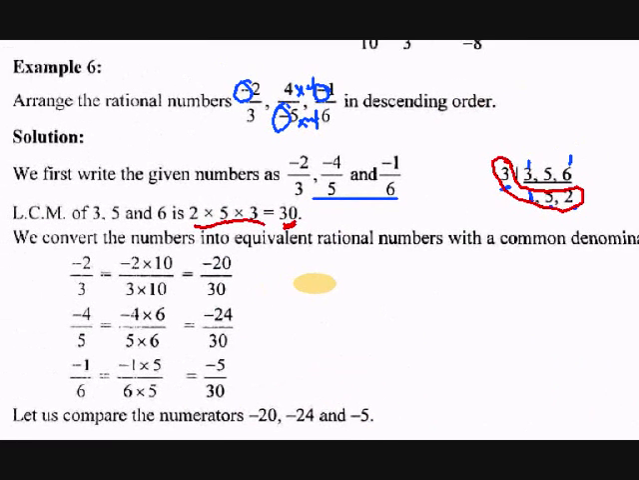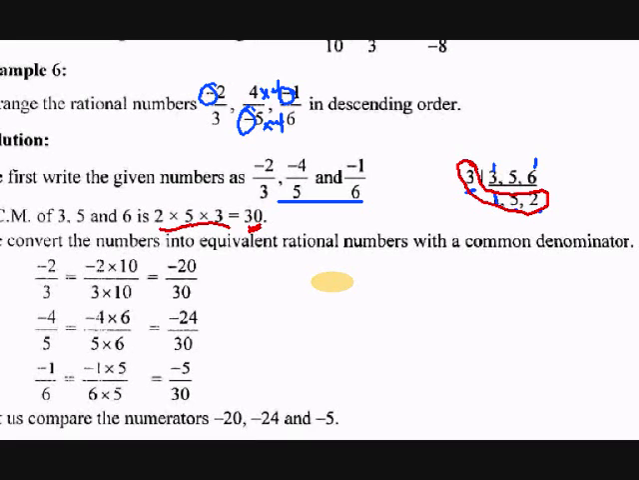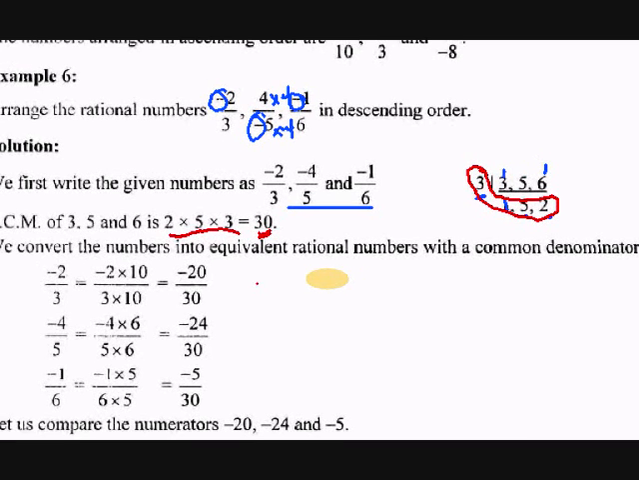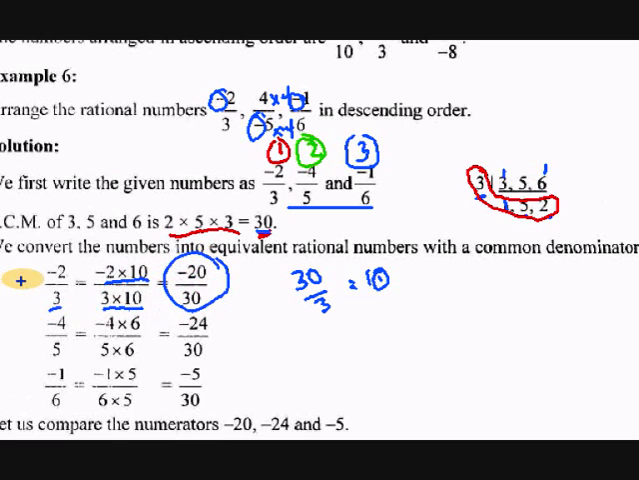Step 3, we convert the numbers to equivalent fractions with common denominators. We will take the first one and we know the LCM is 30. So 30 divided by 3 is equal to 10. We multiply 10 to the denominator and to the numerator. So we get the first fraction written in a new form.